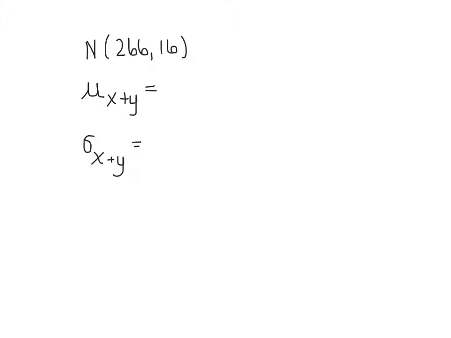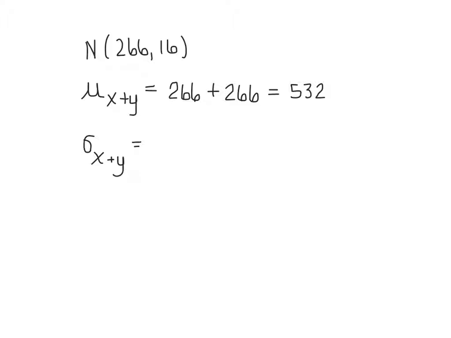So we know that to find the mean of X plus Y, we have to take the mean of the distribution that X comes from and add the mean of the distribution that Y comes from. The mean of the distribution X comes from is 266, and the mean of the distribution Y comes from is also 266, because they're both pulled from the same distribution of human pregnancy lengths. So the mean of X plus Y will be the sum of those two values, which is 532.